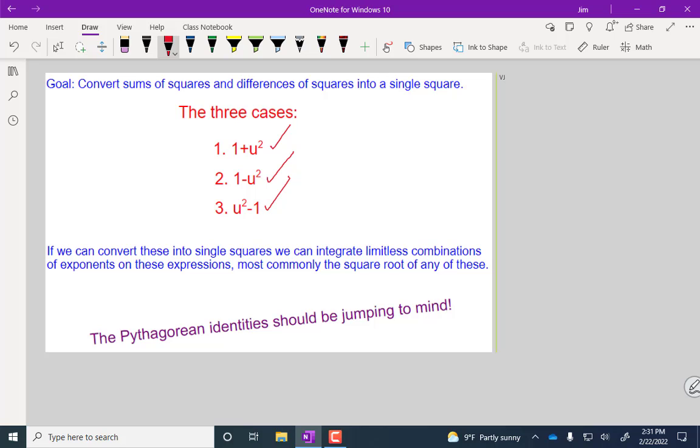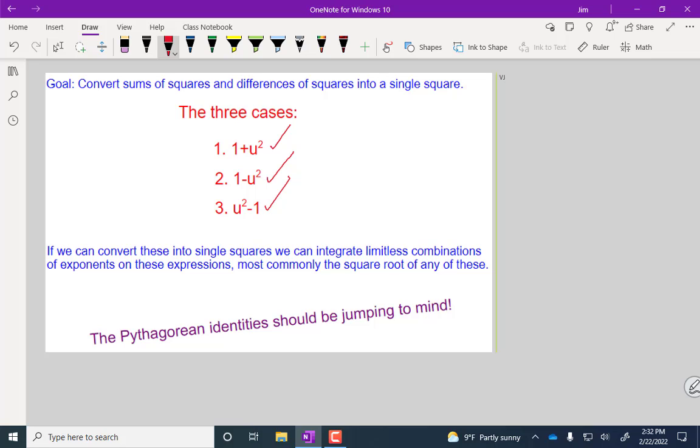And the idea is that if we can let u be a trig function so that we could get a simplification of this sum or difference of squares down to a single square, that would be beneficial. That's our goal. And we are going to use two identities for this. Let me write them both on the board because we're going to use them a lot today.